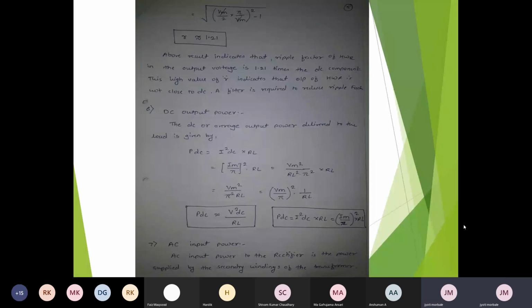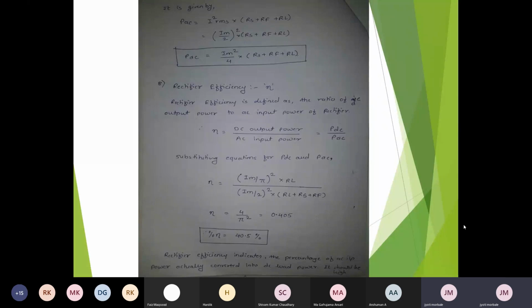Next parameter is AC input power. Remember the term AC is there. So this is AC input power for the half wave rectifier that is related to the secondary windings of the transformer. ये PAC का हमें formula मिला Im square upon pi upon 4 in bracket RS plus RF plus RL, because as we are talking about from the input side, so we need to consider the resistance of the secondary winding of the transformer, then forward resistance of the diode and the load resistance.